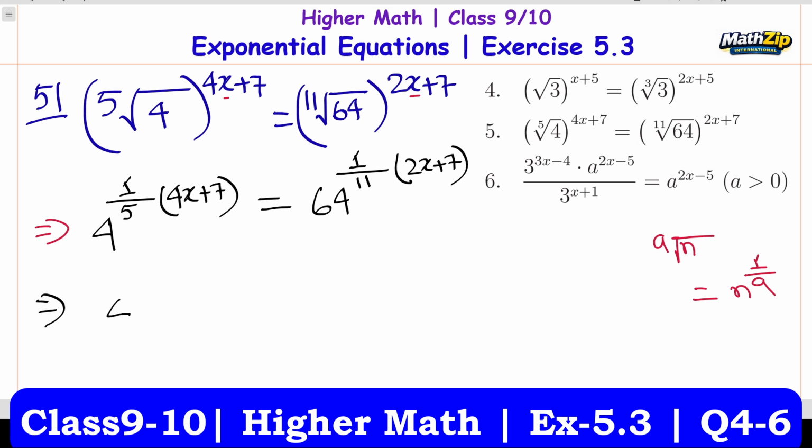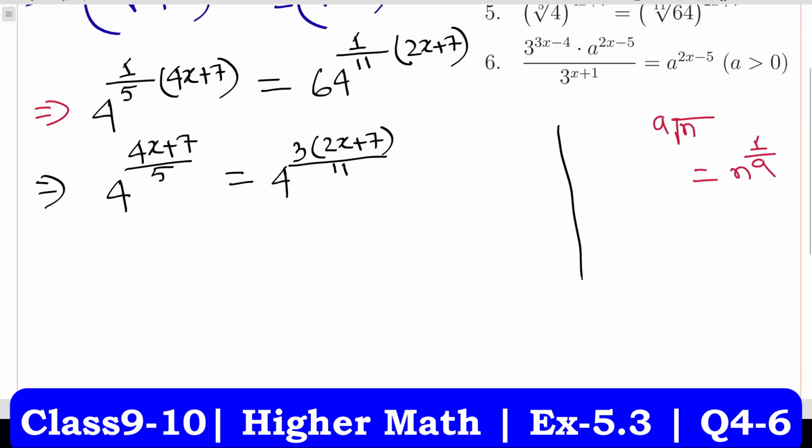So this one we can write 4 to the power 4x plus 7 divided by 5, and this 64 we can write as 4 to the power 3. So 4 to the power 3 times 2x plus 7 divided by 11. Okay, so very simple. Now it's the main part. We know a to the power m equals a to the power n. What does it mean? It means once bases are the same, the powers will be equal.